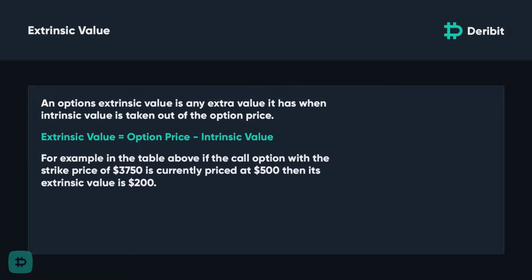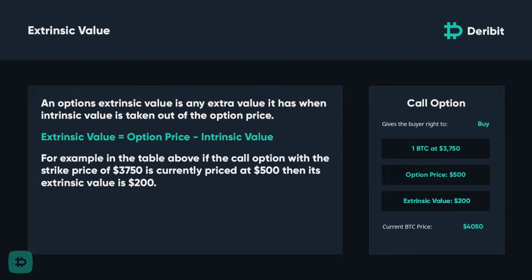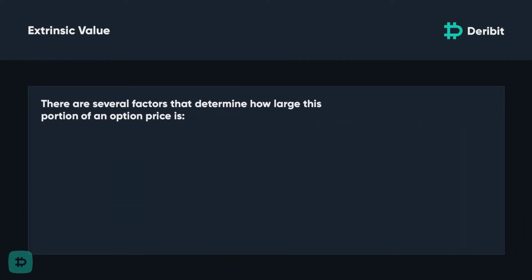For example, where the underlying Bitcoin price is $4,050, if the call option with the strike price of $3,750 is currently priced at $500 premium, then its extrinsic value is $200. This is found by the option price, or current premium, minus the intrinsic value, or $300, leaving $200 remaining of extrinsic value. There are several factors that determine how large this portion of an option price is.